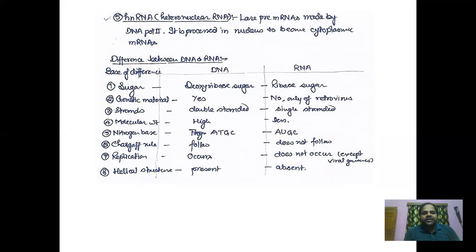The next point is helical structure. In case of DNA, the DNA is present in a helical structure. However, such a kind of structure is absent in RNA.